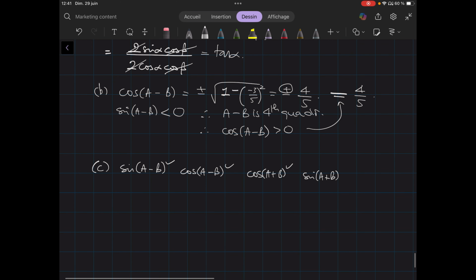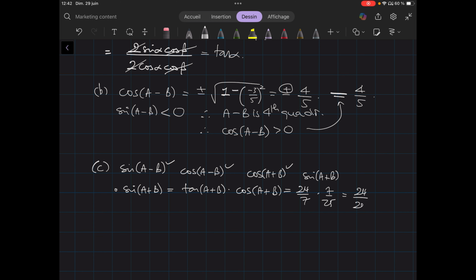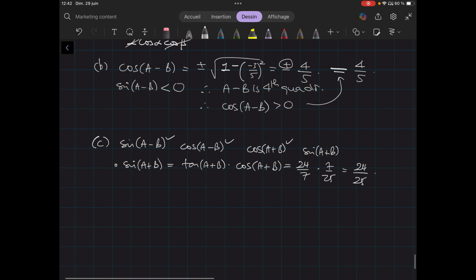So the question becomes, 1. How do we find sine of A plus B? That's simple. That's going to be tan of A plus B times cos of A plus B. So 24 by 7 times 7 by 25. That'll be 24 by 25. 2. How do we find tan A? Well, tan A, that is going to be sine of A plus B plus sine of A minus B divided by cos of A plus B plus cos of A minus B.